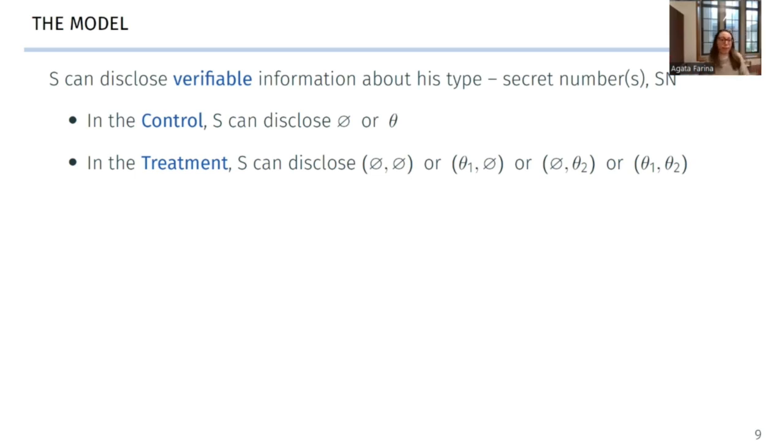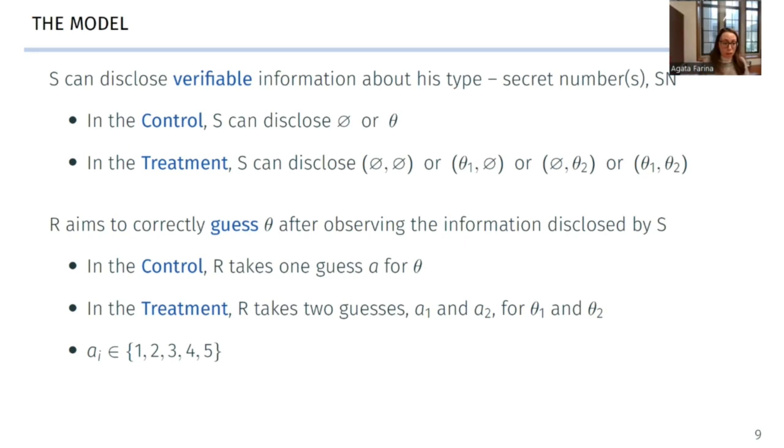In the game, the sender can only verifiably disclose information about the type, which in the experiment we will refer to as secret numbers. So sometimes in the talk, I'm also going to talk about secret numbers. This is the type in the model. In the control, the sender only has one scalar as type, so he can decide to either disclose it or not. In the treatment, instead, the strategies available to the sender are richer, and in particular, the sender can decide to disclose nothing, to disclose both secret numbers, or to disclose only one of them. We will refer to this case in which only one number is disclosed as partial disclosure.